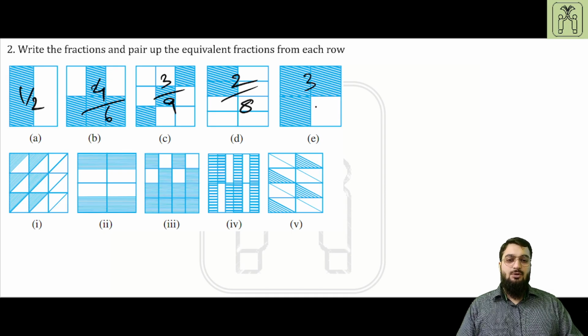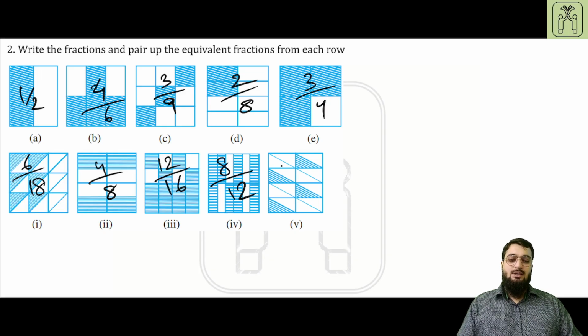this will be 3 upon 4, then this will be 6 upon 6 threes are 18. This will be 4 upon 8. This will be 12 plus 4, 16. This will be 8 and plus 4 will be 12, and then numerator 4. So one row is completed, and into 4 times that will be 16.